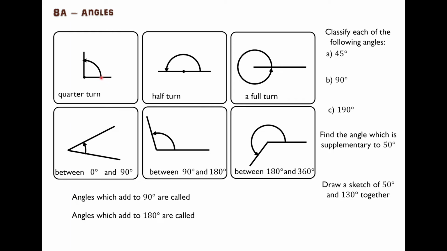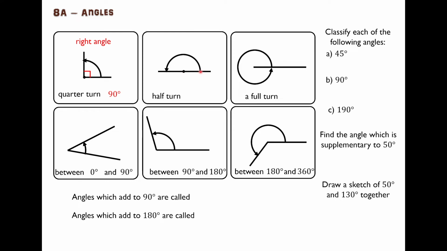All right, the first one here is a quarter turn, going from here, turning that far, and that is also called a right angle. How many degrees is a quarter turn? A quarter turn is 90 degrees. This symbol means degrees. And you might also see this symbol used to show that it is exactly 90 degrees, exactly a quarter turn. This angle here is a half turn.